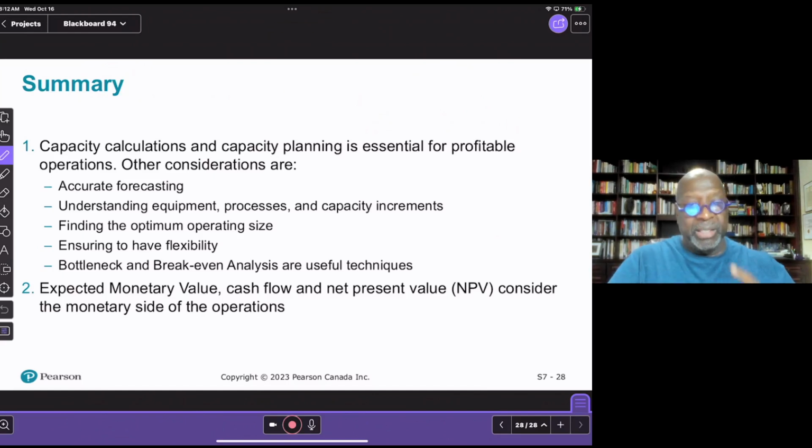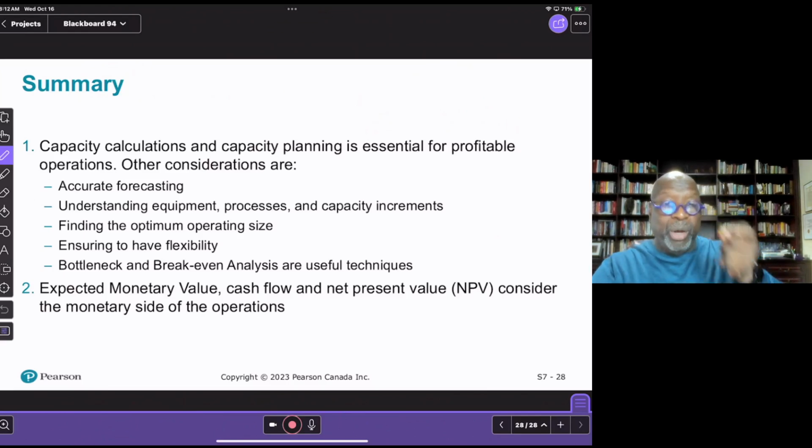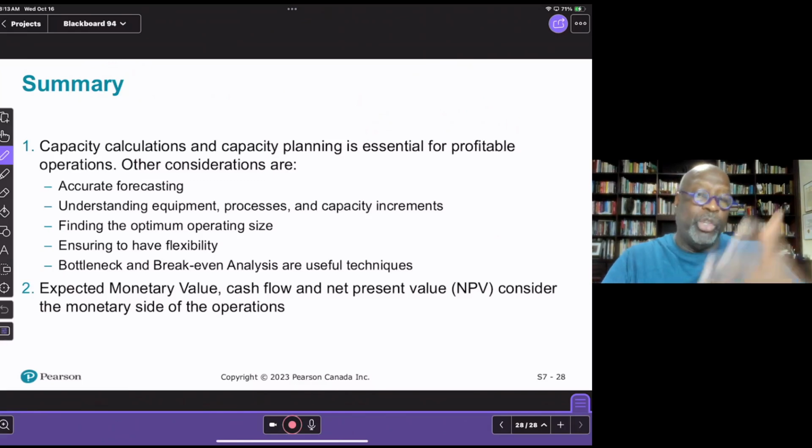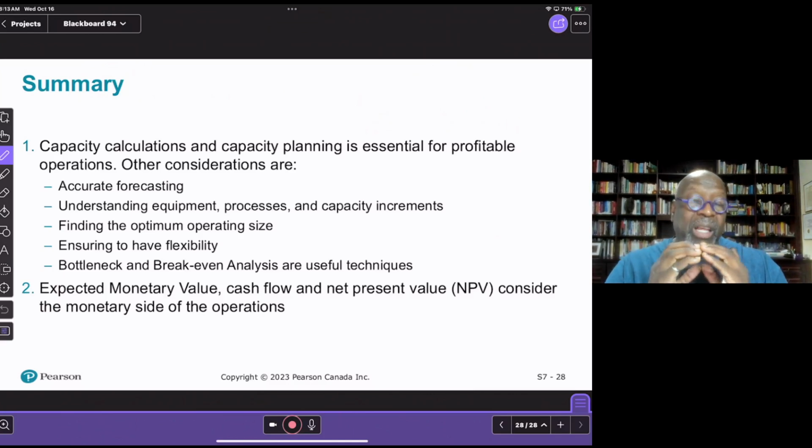So these factors actually matter, and understanding the bottleneck and break-even analysis are also useful techniques. Bottlenecks help you improve the capacity of a process. Break-even helps you make the choice between processes. And then, of course, expected monetary value helps you as well with the decision around capacity expansion options based on financial calculations. All right? So this has brought us to the end of our chapter on process strategy.